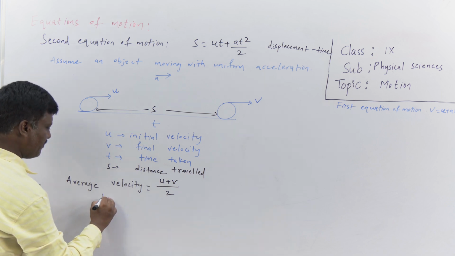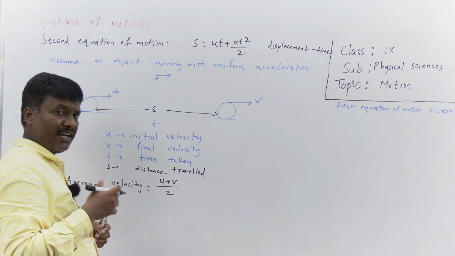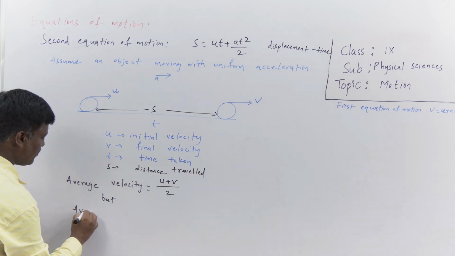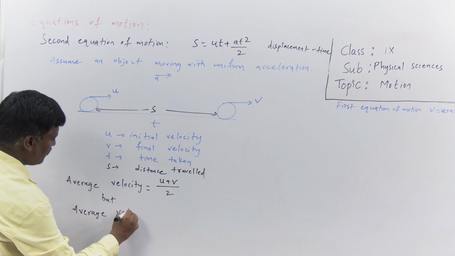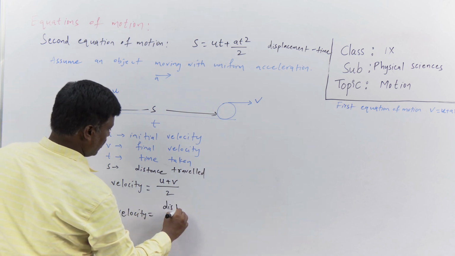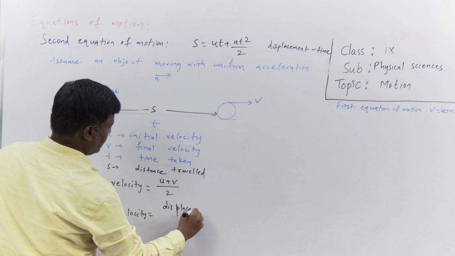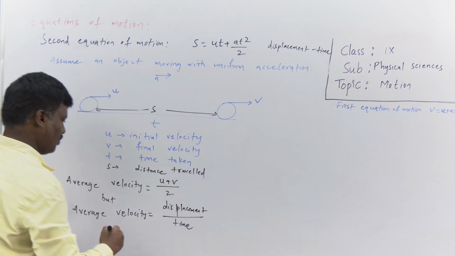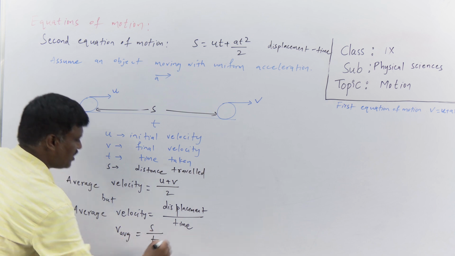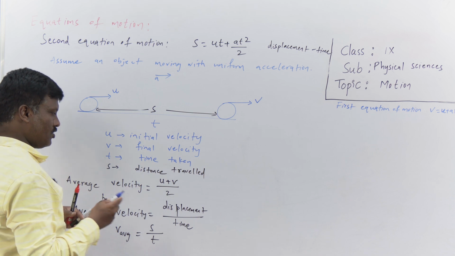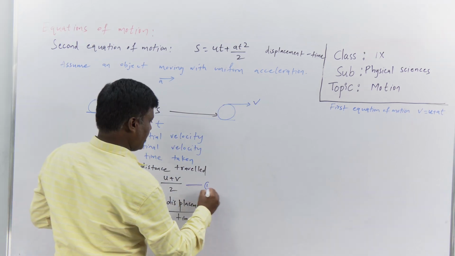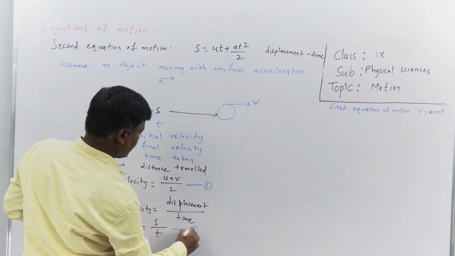In kinematics, we have already discussed average velocity previously. What is the average velocity formula? Average velocity is equal to total displacement by time. So average velocity is equal to s by t. This is equation 1, and let's say this is equation 2.